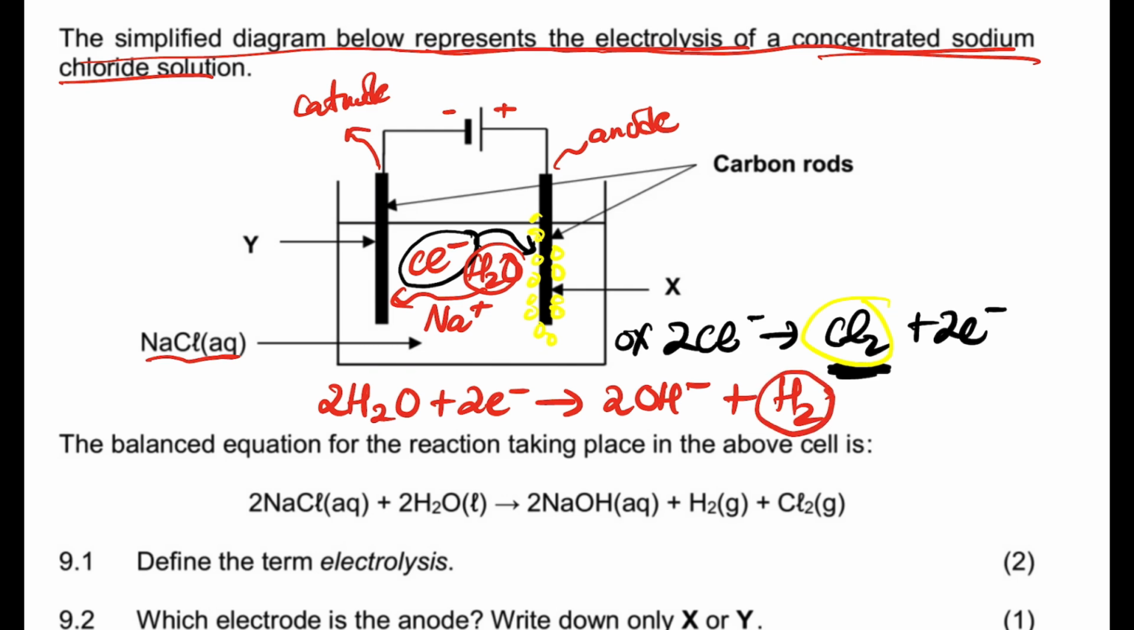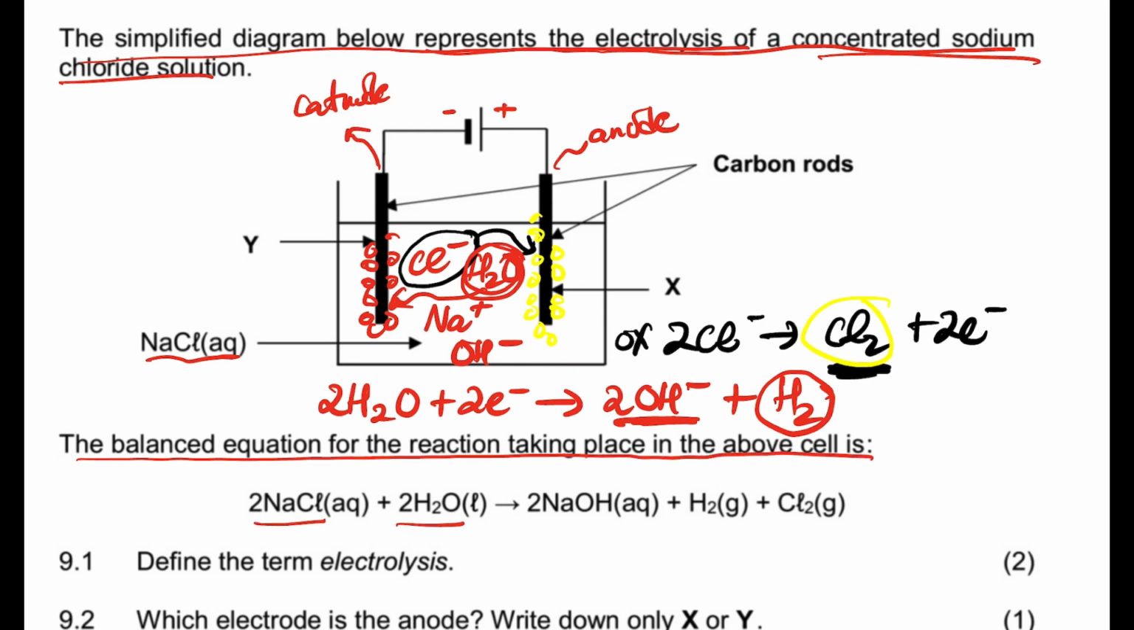There will be a hydrogen gas that is formed there, right? And of course, after this, water has been reduced. There's an OH minus that is formed there, which is this OH. So the net cell for this, or the overall, it says the balanced equation for the reaction taking place in the above cell is this one.